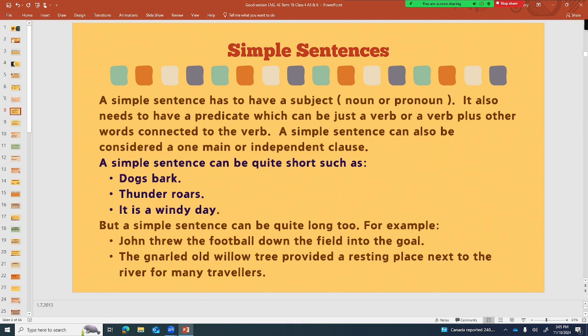The gnarled old willow tree provided a resting place next to the river for many travelers. Okay, so what's my subject? The tree. The gnarled old willow are all kind of the descriptors describing the tree, but tree is my subject. And then my verb, provided. Okay? All the rest is giving you more information about what the tree provided. Okay?